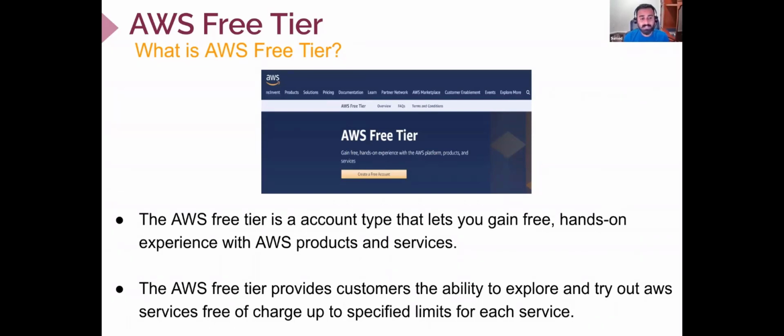There are certain services that are literally free for 12 months. There are some services that are only free for one-time use. There are services that are not free at all. We will see that in more detail. So this is the concept of why AWS provides free tier accounts.